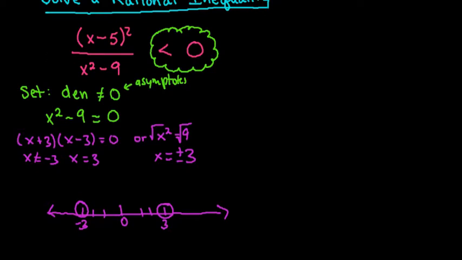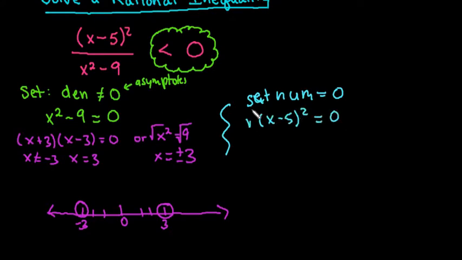We also need to set the numerator equal to 0, and because we're looking for all values that are less than 0, we would also not include this one. So we set (x minus 5) squared equal to 0. If you square root 0, you're left with x minus 5 equals 0. So x cannot equal 5 either. If we went over 2 more places, we would say that x cannot equal 5.